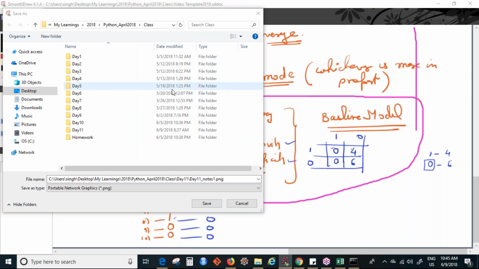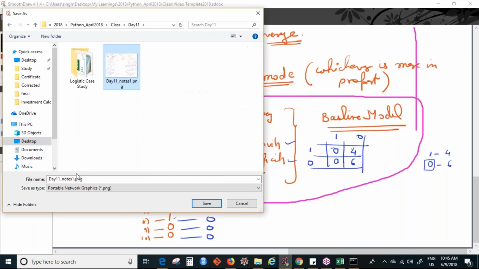Now let us move to the hands-on part and see how to run logistic regression in Python.